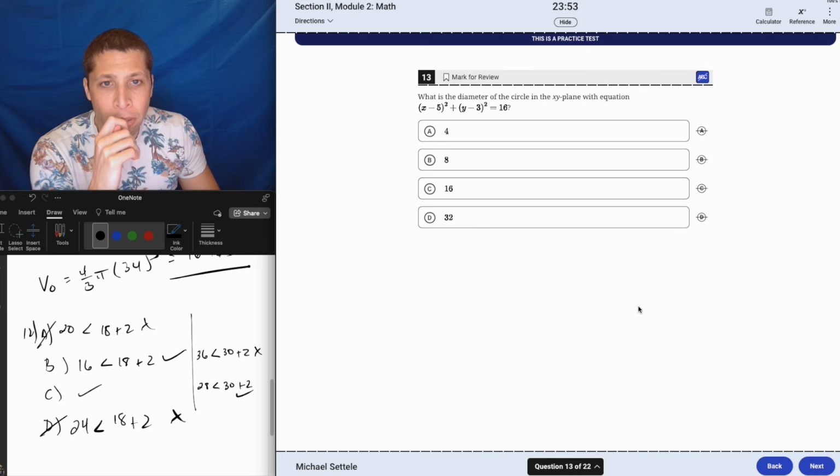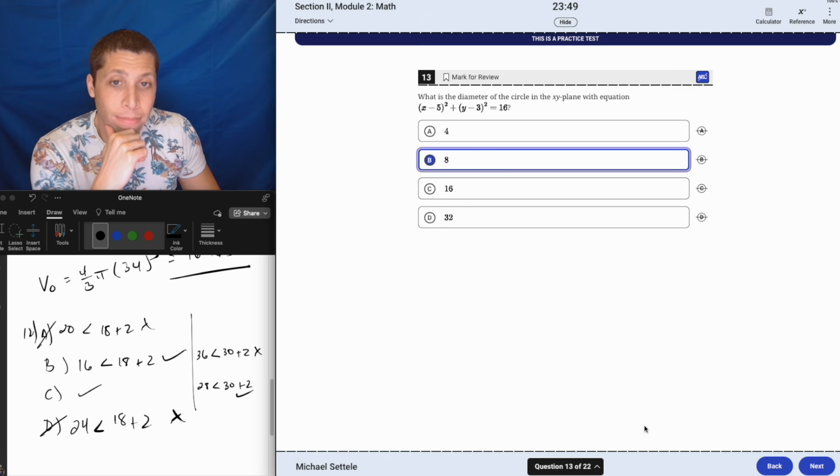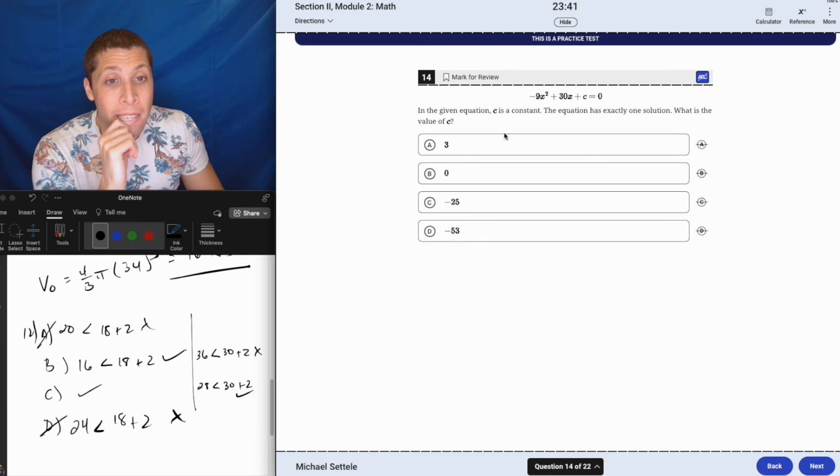What is the diameter of the circle? Well, 4 is the radius and the diameter is 8. This is kind of easy for number 13. This is a joke, this test so far.